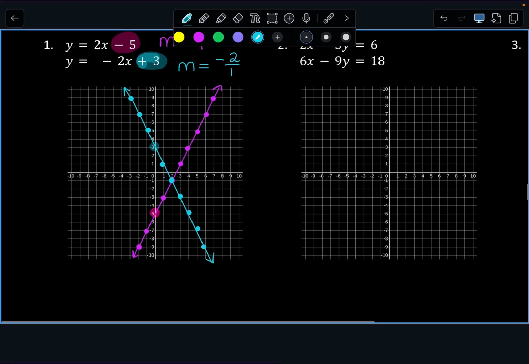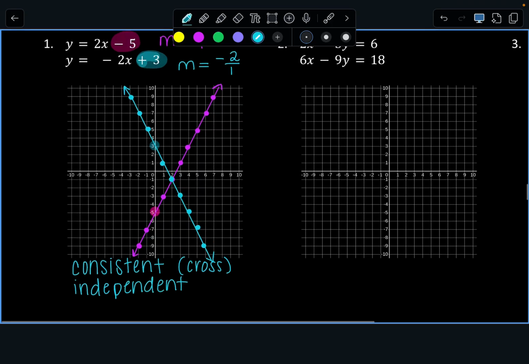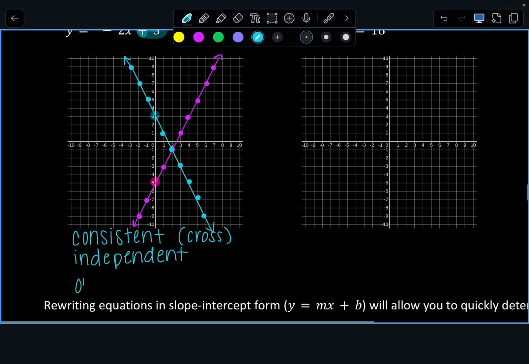What you'll notice here is that these 2 graphs cross one another. Because they cross, it is a consistent system. Again, because they cross. It is independent because they're different lines. And it's one solution. That solution is at 2, -1.